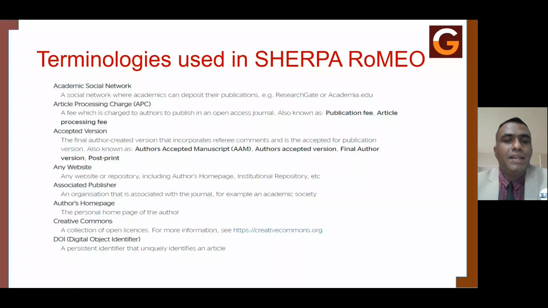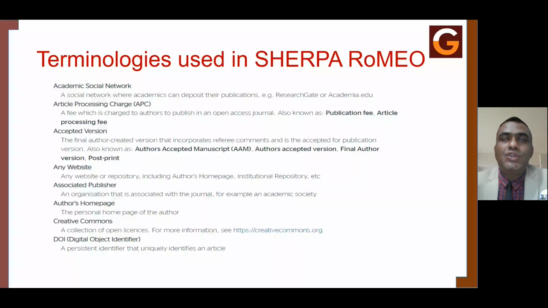So associated publishers are basically an organization associated with the journal, usually an academic society. Author's homepage is basically our personal homepage where we have details about the various research publications we have done. Sometimes we give readers access to view and download the complete paper, or sometimes we just provide the details of the paper published in a particular journal. And we have a terminology called Creative Commons. It is related to copyright, a collection of open licenses available based on Creative Commons licenses.